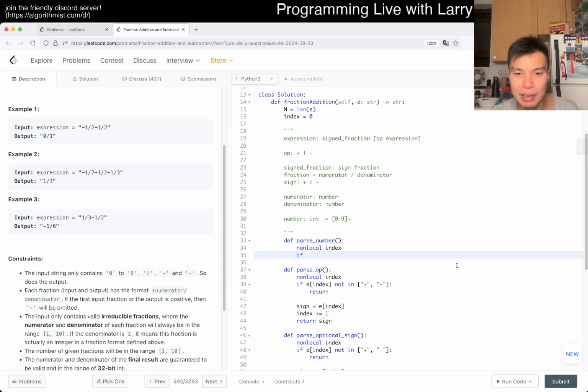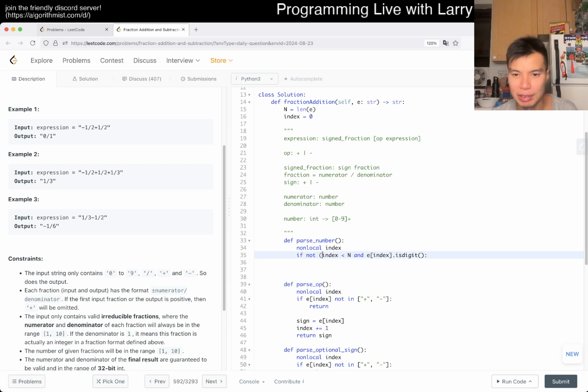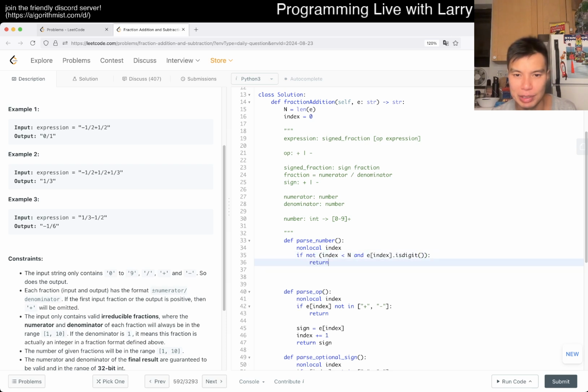But yeah, okay, so here back to parse number. So if x is less than n and y of index is in, well, I guess just is digit maybe, if that's true, then we can parse number. So then for now we just early exit. If this is not true, then we return.